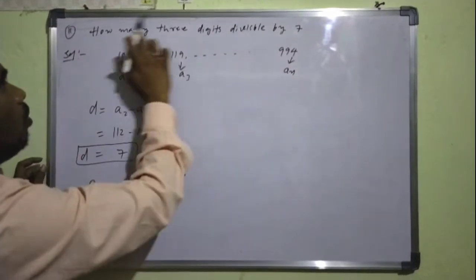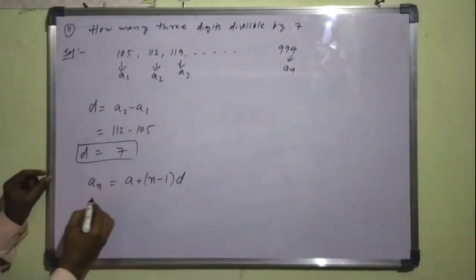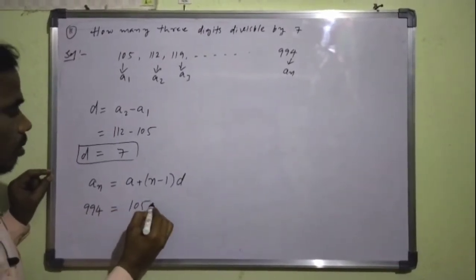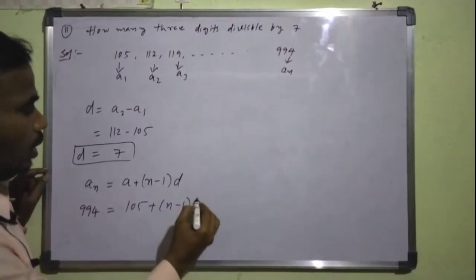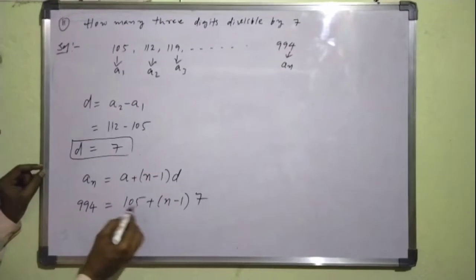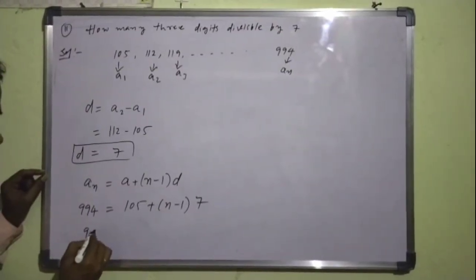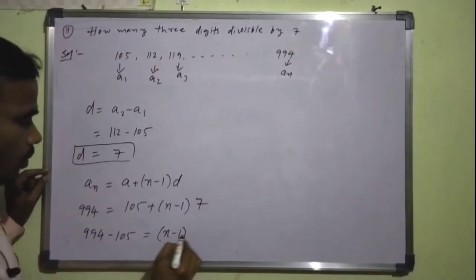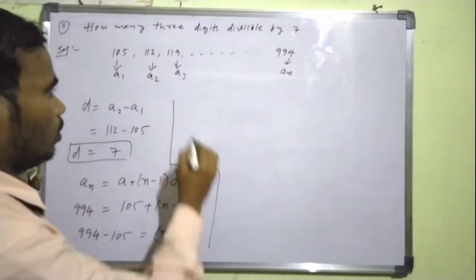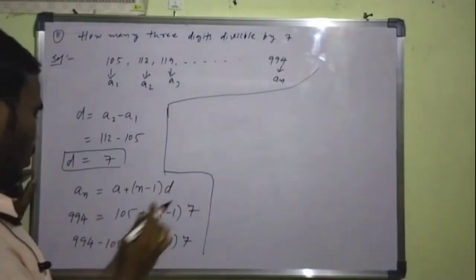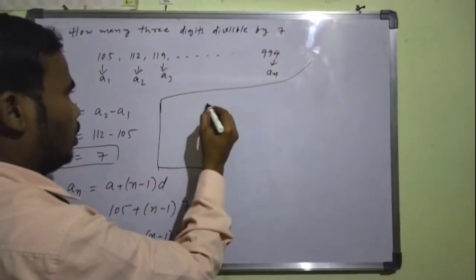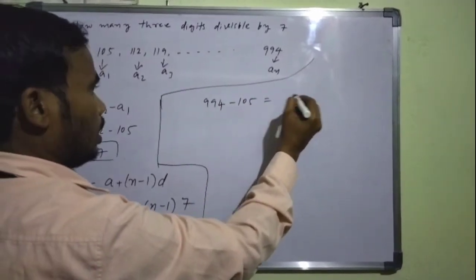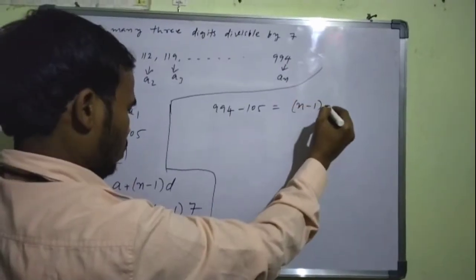So when we find the n value, it will tell how many 3-digit numbers there are. So an is equal to 994, a is equal to 105, plus n minus 1 of d, that is 7. So here the 105 transfers to the left side: 994 minus 105 is equal to n minus 1 of 7.